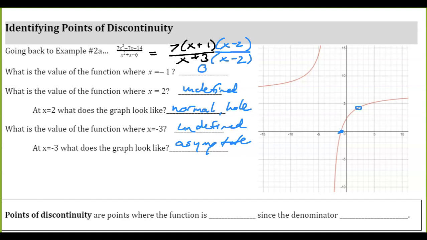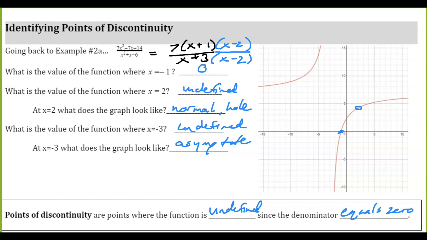All right, so let's go ahead and define it for us here. Points of discontinuity, that's the entire point of this little section here. These are points where the function is undefined since the denominator equals 0. That's the big part here that causes issues to happen. You cannot divide by 0. Hopefully you all know that. So when you have 0 in the denominator, that of course causes some issues, and it's the entire point of this discontinuity idea.